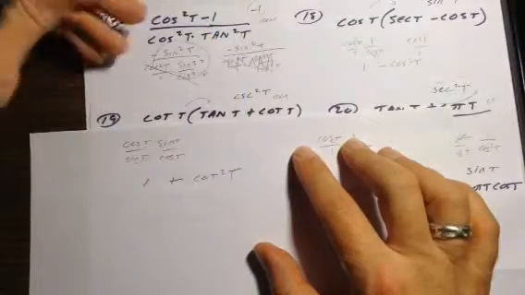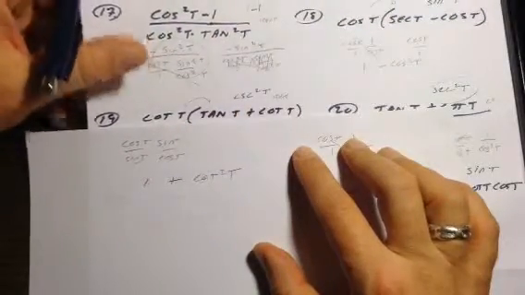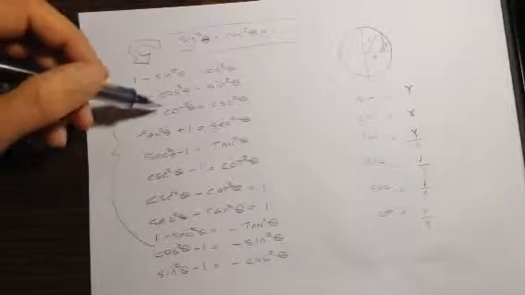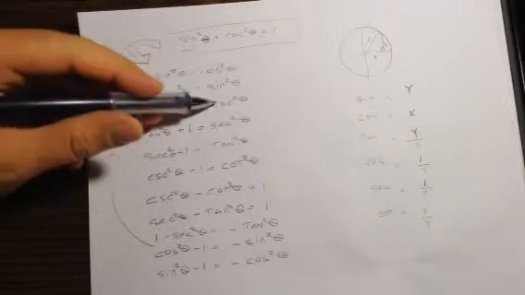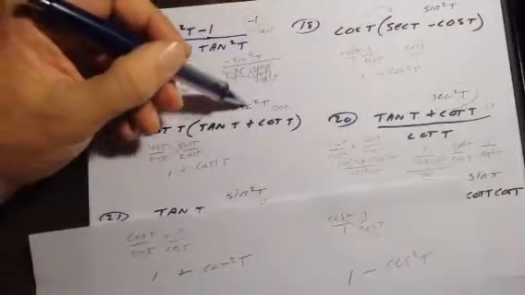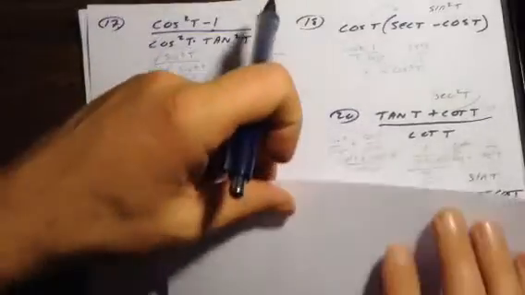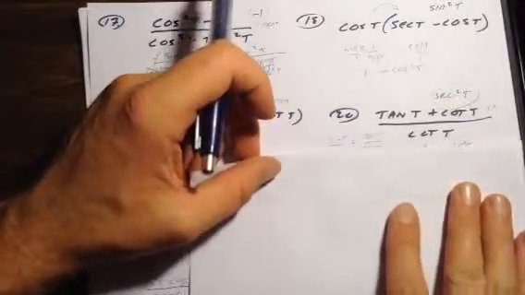Let's see if that's an identity there, okay? 1 plus cotan squared t. Let's see here. Holy cow. 1 plus cotan squared is cosecant squared. And that is that easy. Okay, so you see it's not that bad once you start looking at it.